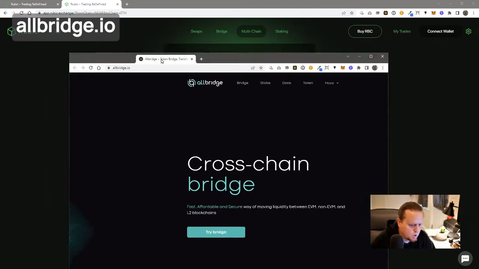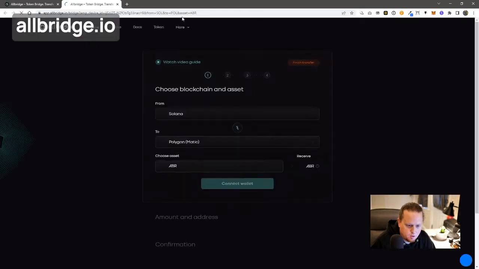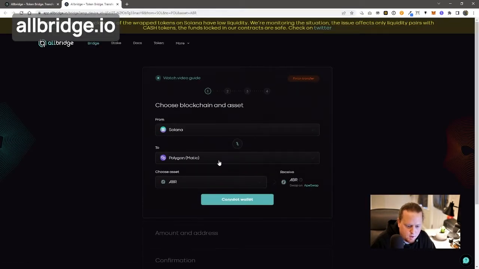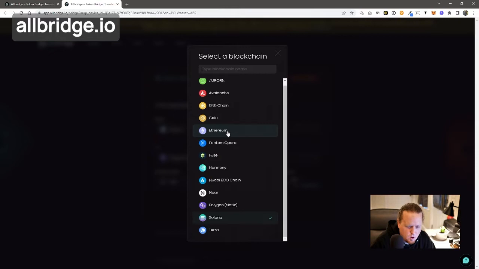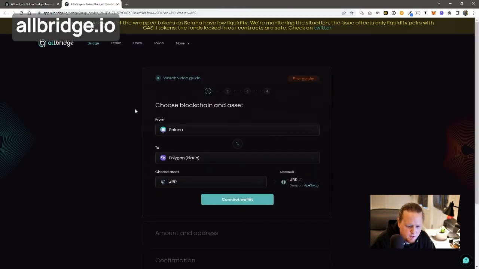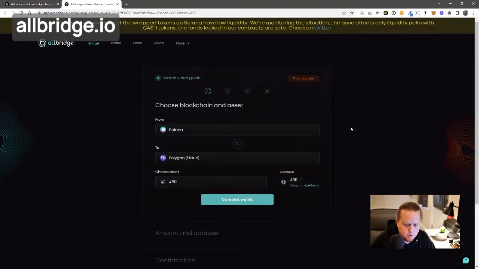The last option we're going to look at is AllBridge, and this is another cross-chain bridge that allows you to directly exchange tokens on one blockchain to another blockchain. As you can see, there's Aurora, Avalanche, Binance, Celo, Ethereum, Phantom, and a few other options here. So this is another good option when you need to get assets from one blockchain to another.